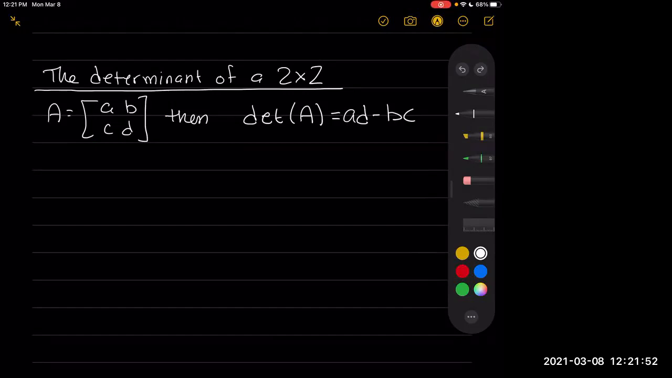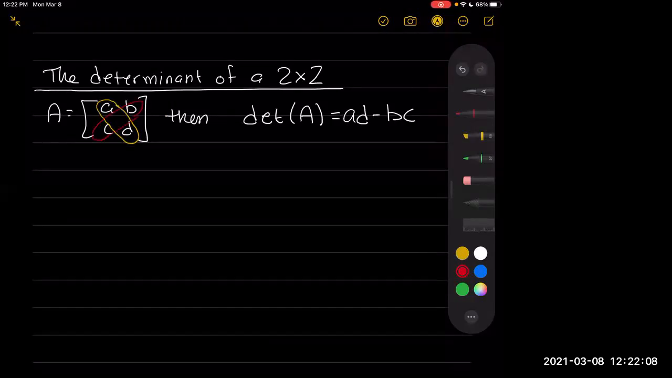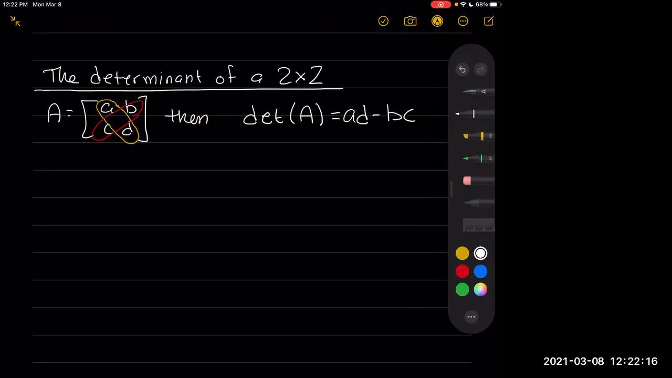So, yes, we found the determinant. And you might notice this is our diagonal multiplied together minus our cross diagonal product. So that's where we get our AD, it's our main diagonal, and then we're subtracting our off diagonal, the C times B.